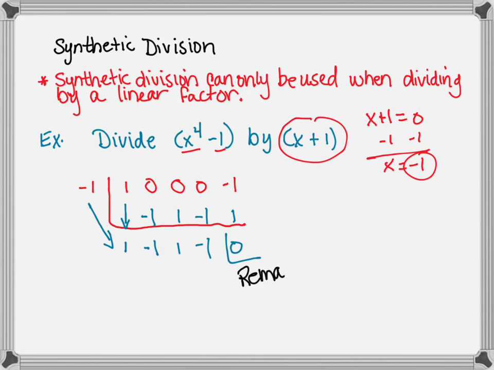And that's my remainder. So because my remainder was 0, that meant that x plus 1 was actually a factor because it divided evenly into x to the fourth minus 1.